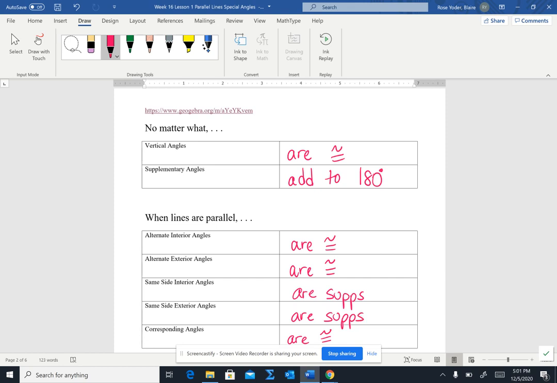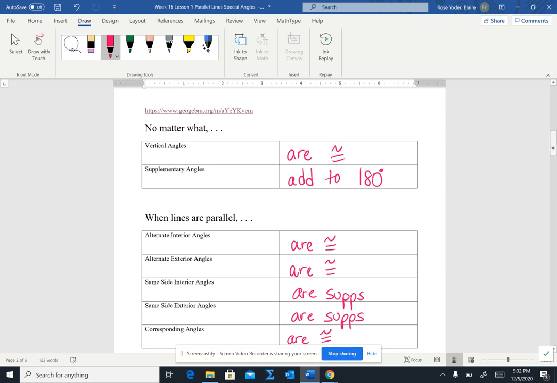Some good news here. First off, if you don't remember the relationships, if you draw a nice, pretty accurate diagram where your lines look parallel, I think you'll be able to figure out which ones are congruent and which ones are sups. The other good news is that's your only choices. When lines are parallel, any of those special angle pairs are either going to be congruent or sups.